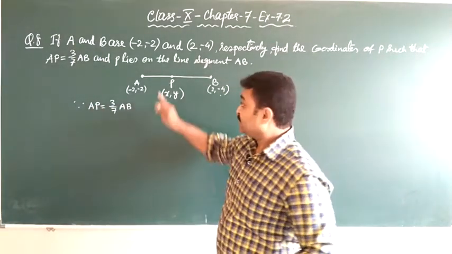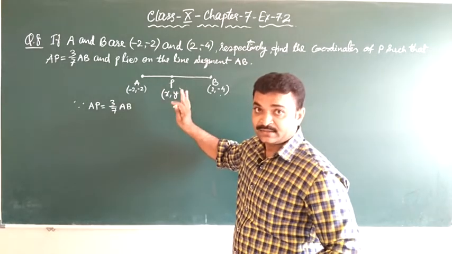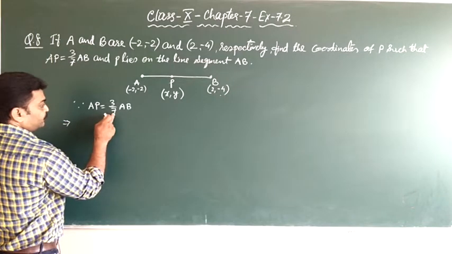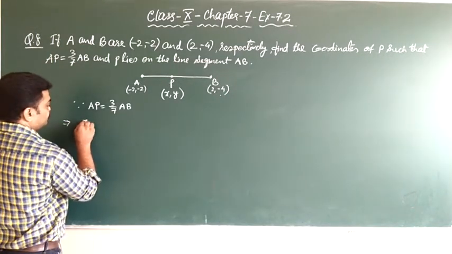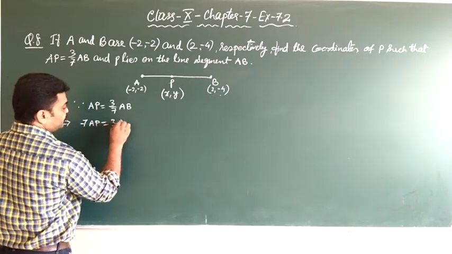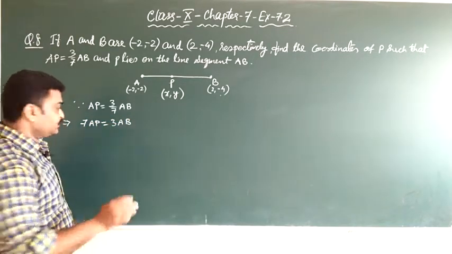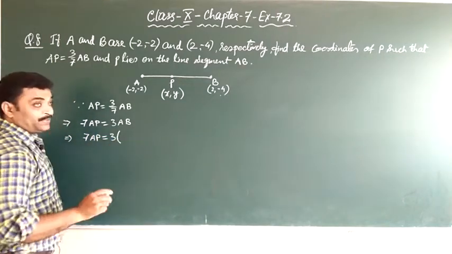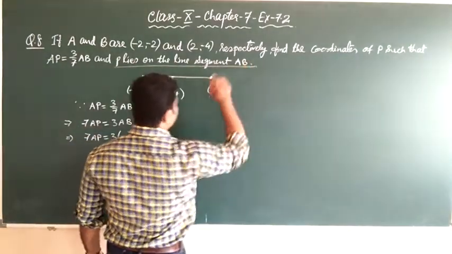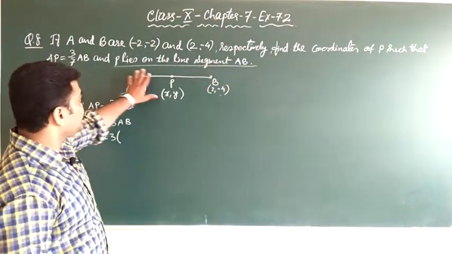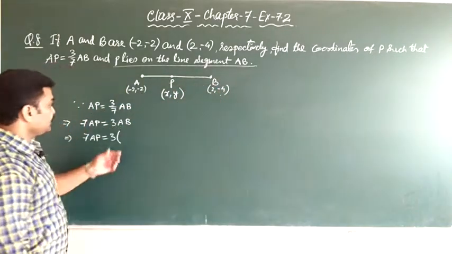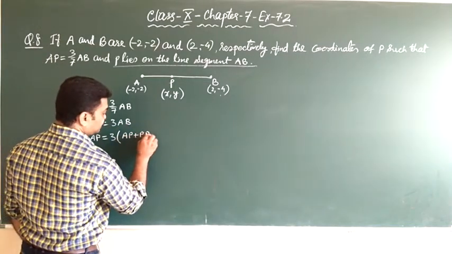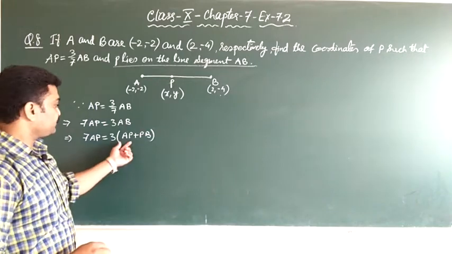इसका मतलब ये नहीं है कि ये 3 और ये 7 है. ओके, सो वी विल राइट हियर, बाई क्रॉस मल्टीप्लीकेशन, 7AP इज इक्वल टू 3AB. One more thing is given: P lies on the line segment AB. इसका मतलब क्या है, हम इसको ऐसे लिख सकते हैं, इस AB को AP प्लस PB लिख सकते हैं. We can write AP plus PB.